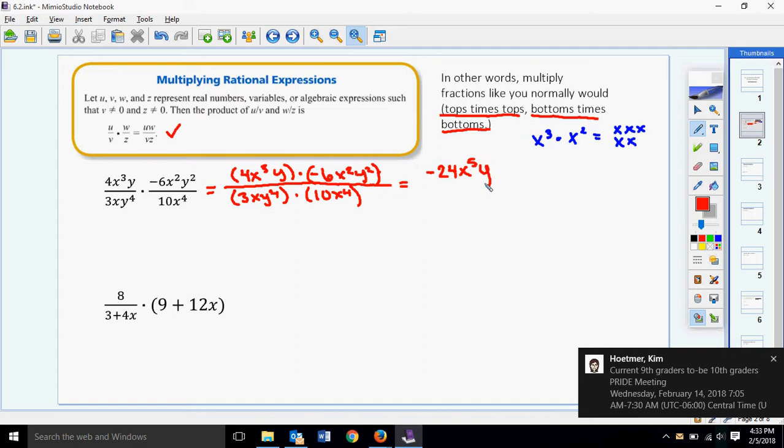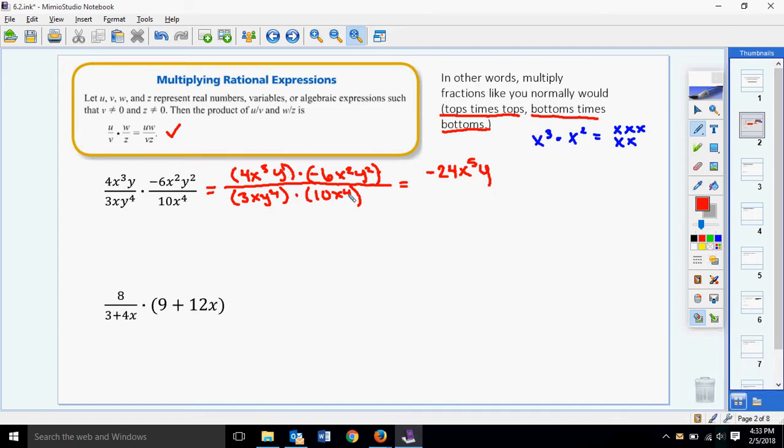Now let's look at our y's. I have y to the first times y to the second, so I'm going to add those exponents and get y cubed. The denominator, 3 times 10 is 30. And I have 5 x's listed there, 1 in my first denominator and 4 in my second denominator. And I have y to the fourth multiplied by no other y, so there are still 4 y's.